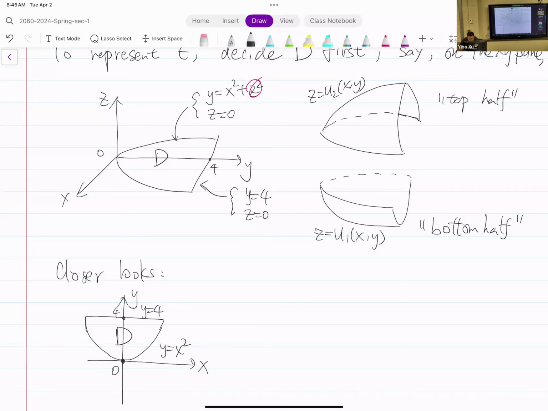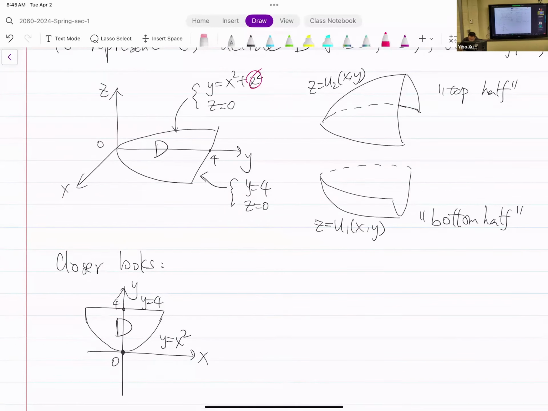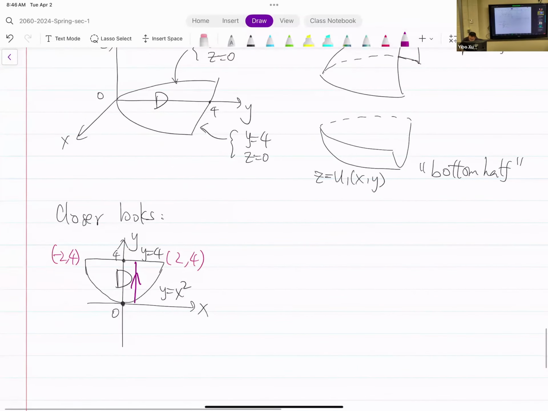Okay, so it's not really hard to identify the intersection. So this should be negative 2, 4. This should be 2, 4, right? And then of course there are 2 ways to describe the region D. So you can say if you use vertical bars, then x is cut between negative 2 to 2. Let's quickly write it down.